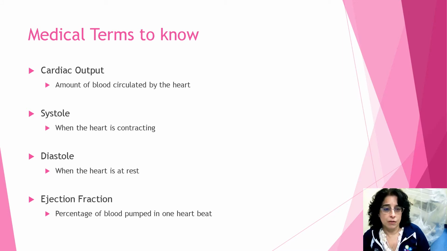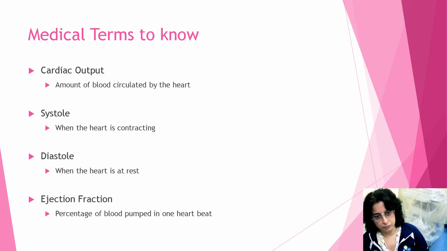When the heart is beating or contracting, that is what we call systole. That is probably more familiar to you in terms of blood pressure. The top number of your blood pressure is systolic blood pressure. So that is the pressure on the artery walls when the heart is beating. Diastole is when the heart is at rest. Again, familiar to you through your blood pressure, where the bottom number is your diastolic blood pressure. That is the pressure on the artery walls when the heart is not beating or at rest.